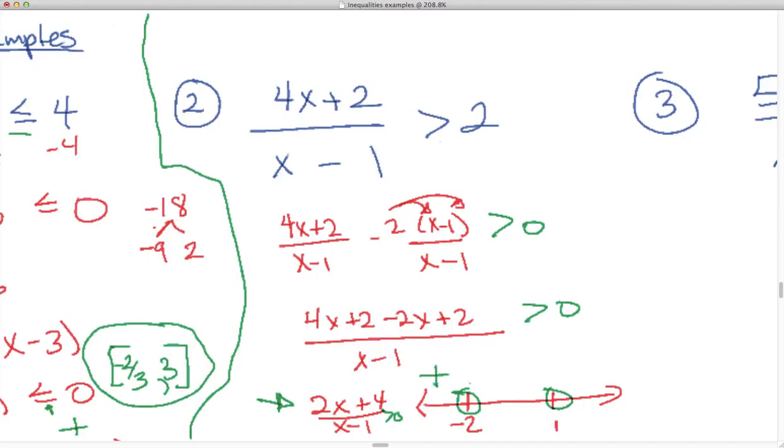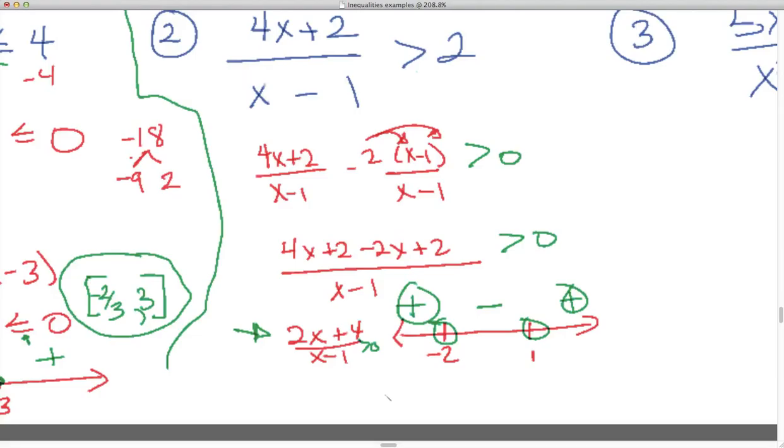Plug in a 0, you're going to get a negative. Plug in a 3, you're going to get a positive. And in this case, we asked where it's greater than 0, so it would be in these two regions here. So your final answer would be negative infinity to negative 2 union 1 to infinity, and parentheses everywhere.